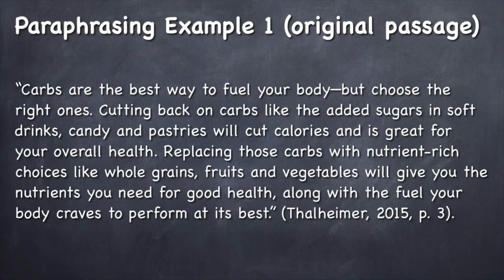Okay, here's our paraphrasing example 1. Here's the original passage. Carbs are the best way to fuel your body, but choose the right ones. Cutting back on carbs like the added sugars in soft drinks, candy, and pastries will cut calories and is great for your overall health. Replacing those carbs with nutrient-rich choices like whole grains, fruits, and vegetables will give you the nutrients you need for good health, along with the fuel your body craves to perform at its best.